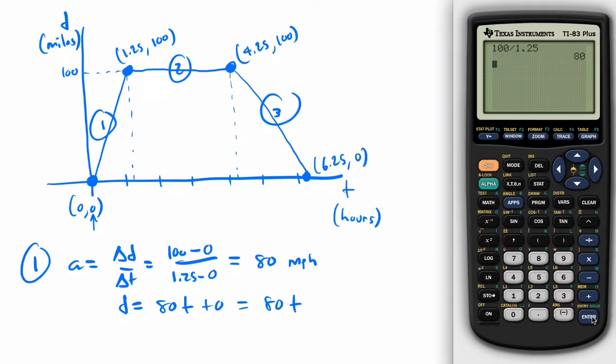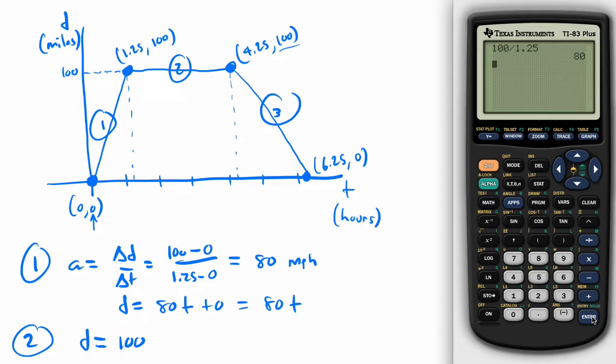Line segment 2 is what? Well, line segment 2 has a slope of 0. It's a horizontal line, and any horizontal line is just d equals 0 times t plus the d-intercept, which is 100. See how that horizontal line segment, if we bring it all the way back to the d-axis, is at d equal to 100. So d is always 100 between 1.25 and 4.25.